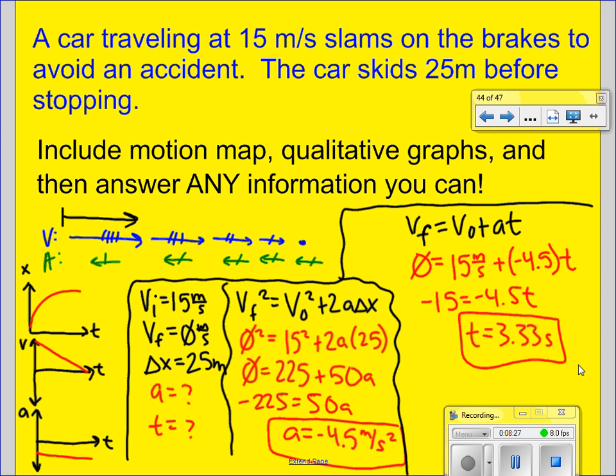This makes total sense because since my velocities are all positive and the object is slowing down, I have to have a negative acceleration. Knowing my acceleration now of negative 4.5, I can now use my other equation, V final equals V initial plus AT, plug in my values, and end up getting a time of 3.33 seconds.